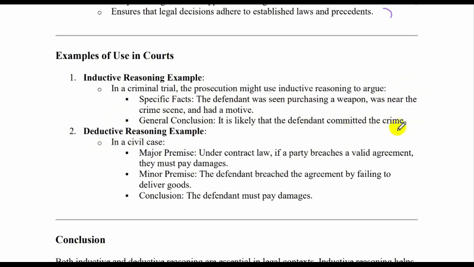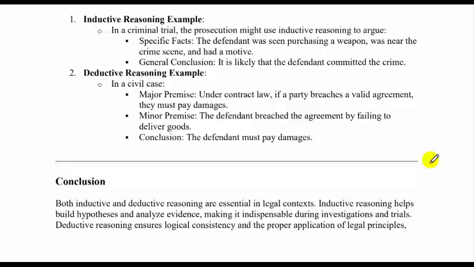It is probable but not certain. Deductive reasoning example. In a civil case, major premise: under contract law, if a party breaches a valid agreement, they must pay damages. Minor premise: the defendant breached the agreement by failing to deliver goods. Therefore, the conclusion is that the defendant must pay damages. So, if a party breaches a valid agreement, they must pay damages. The defendant breached the agreement, therefore the defendant must pay damages.